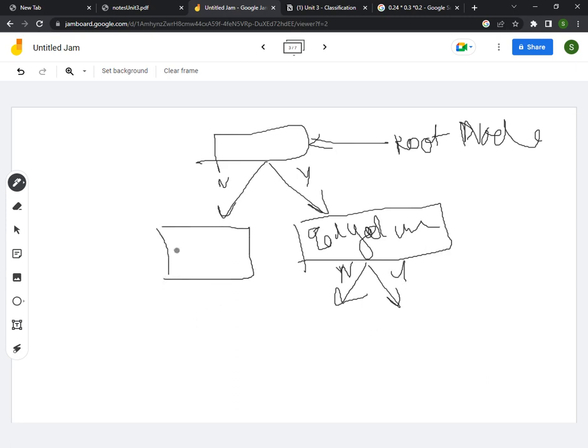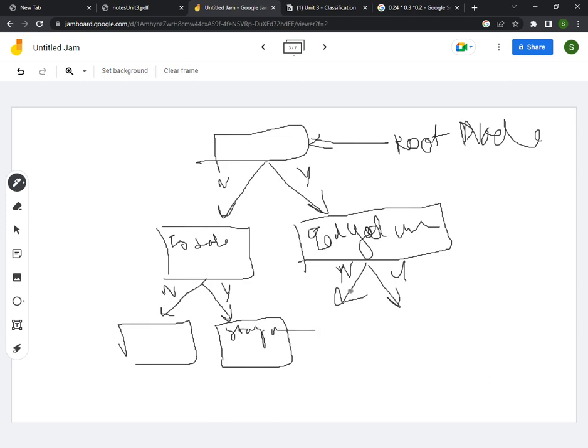If today is not Sunday, then we will ask, is today a holiday, and then it will say yes and no. If today is not a holiday, then go to work. And if today is a holiday, then plan something. Stay at home. And if today doesn't have good weather, then stay at home. And if today has good weather, then go outside. This is what the decision tree looks like.